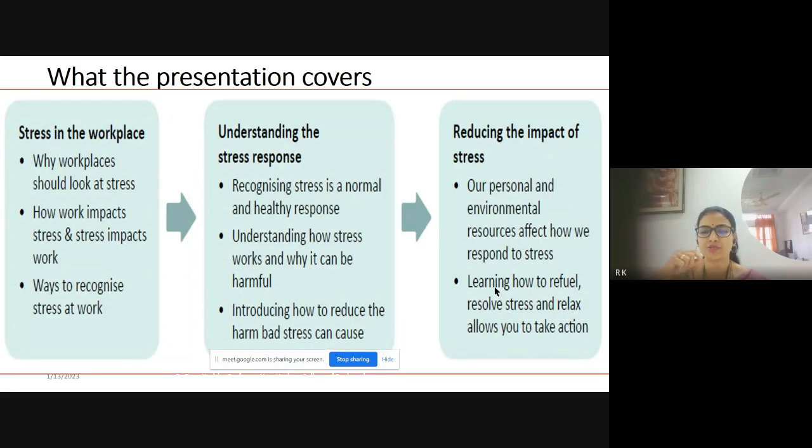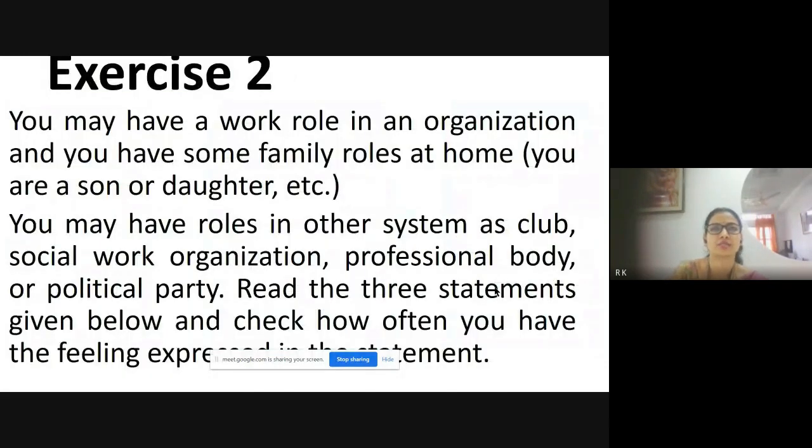And introducing how to reduce the harm that bad stress can cause. And I will also give you these strategies and techniques on how to reduce the impact of stress. Learning how to refuel and resolve the stress and relax, that allows you to take action. Okay. So I want you all to start with exercise 2. Please pick up your notepads and pen, and I'm just reading it out for you.